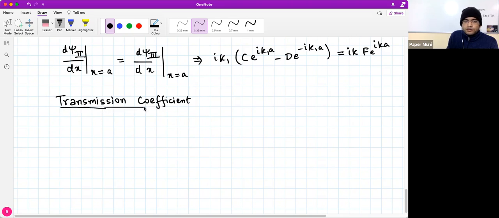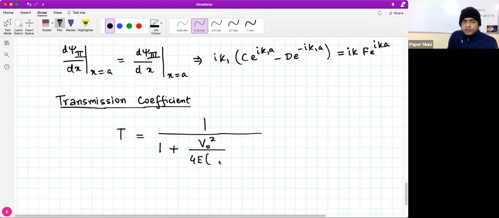So the transmission coefficient looks like this. You can remember the form of this. So this is 1 plus V naught squared divided by 4E, then you have E minus V naught, and here it is sine squared k1 a.